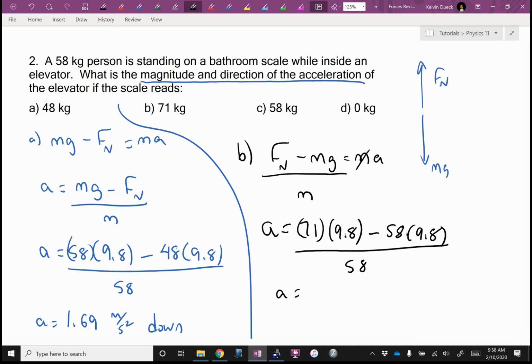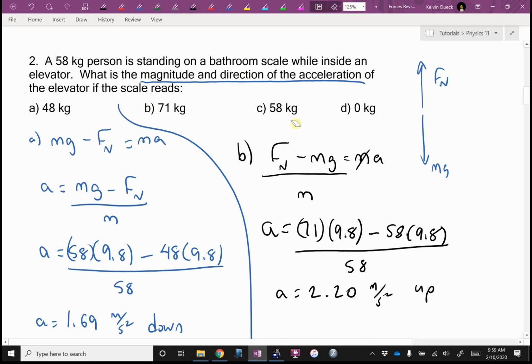What'd you get? Anybody else? Was it 2.19? 2.1? Rounded off properly? 2 point. Okay, by the way, if someone doesn't round off properly, make sure you all speak up. 2.20? Yeah. You got that okay? Yeah. Meters per second squared. What was the direction? Up. Okay. C, we can do in our heads.